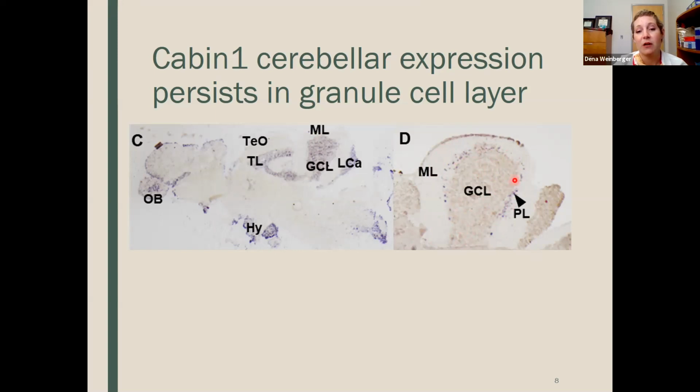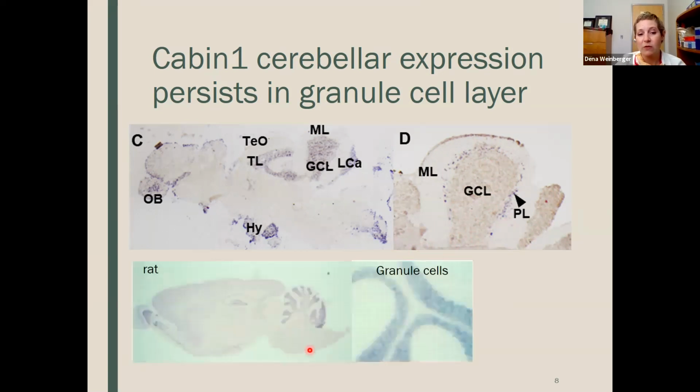This is using a different marker that's known to label the Purkinje cells in purple, and we see basically no overlap. Since there's that really discrete anatomical marker, we can also be assured that not only is it in the granule cell layer, which also extends out here and a little bit in front, it's absent from the Purkinje cell layer. And this is in accord with what was seen in the rat several years ago, where cabin 1 is known to be expressed specifically in the granule cell layers of the rat cerebellum.